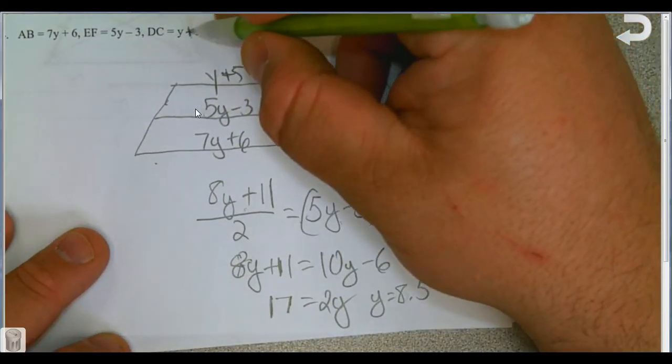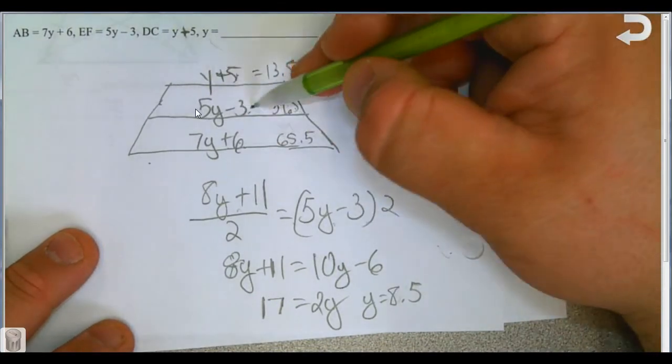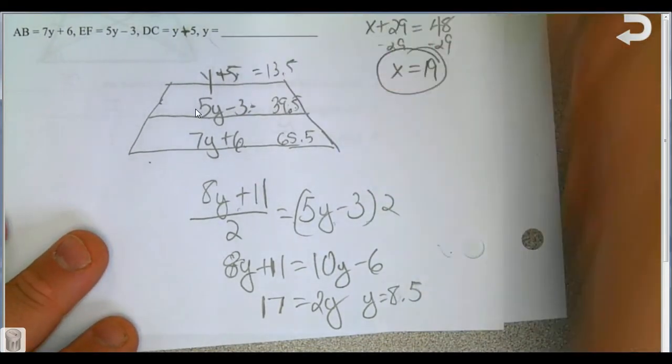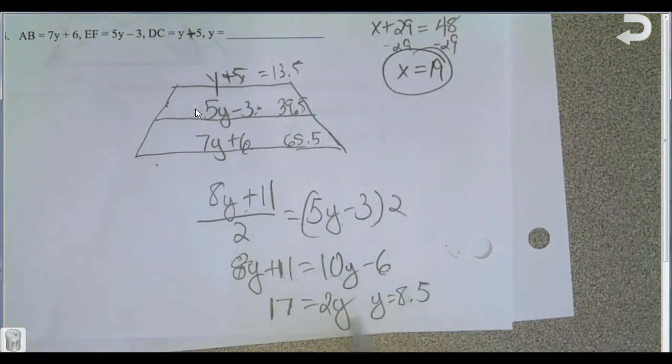This is supposed to be y plus 5. So again, you add these two together, you multiply the middle and set them equal to each other. So 8y plus 11 is equal to 10y minus 6. And then you go from there, and you can substitute it back in.